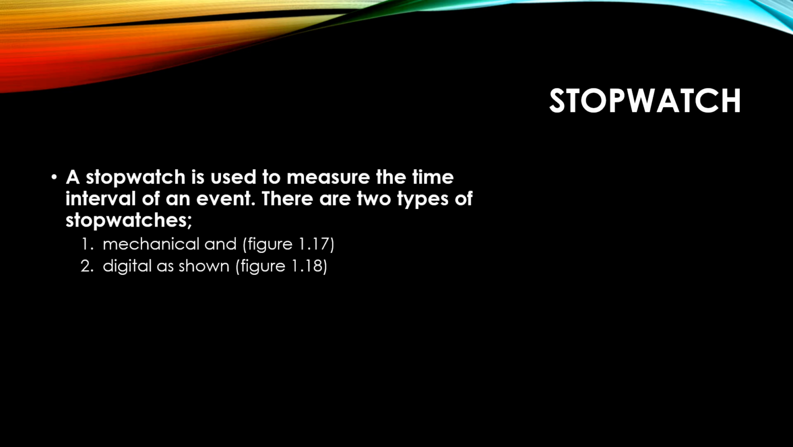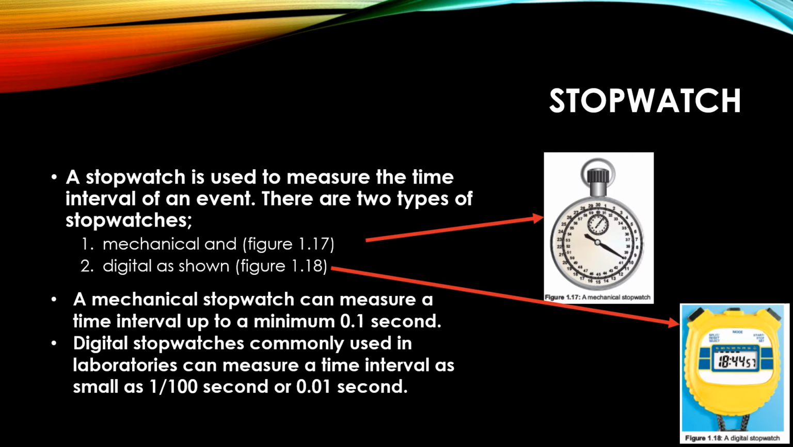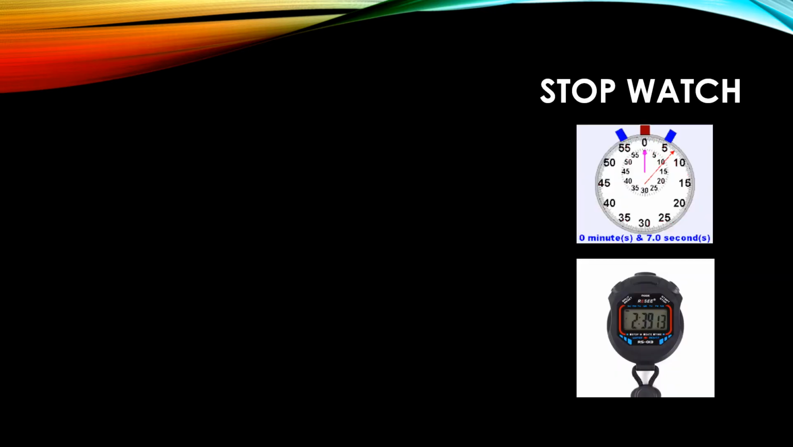Now we are going to study about another measuring instrument, a stopwatch. A stopwatch is used to measure the time interval of an event. There are two types of stopwatches, mechanical and digital stopwatch, which are shown in the figure. A mechanical stopwatch can measure a time interval up to a minimum 0.1 second, means the accuracy of mechanical stopwatch is 0.1 second. Digital stopwatches commonly used in the laboratories can measure a time interval as small as 1/100 second or 0.01 second.